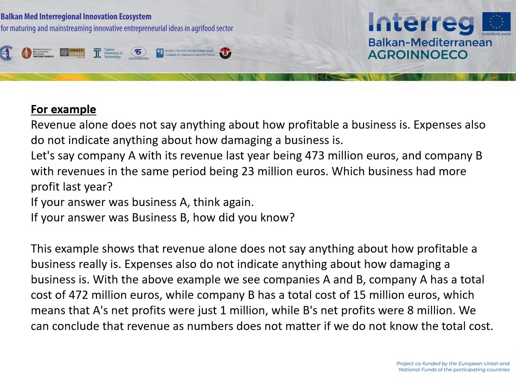Let's say Company A, with its revenue last year being 473 million euros, and Company B with revenues in the same period being 23 million euros. Which business had more profit last year? If your answer was A, think again. If your answer was B, how did you know?